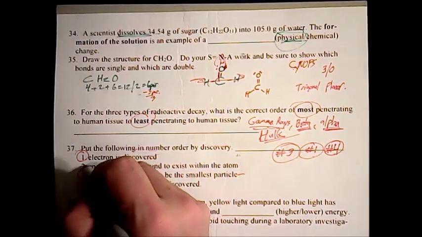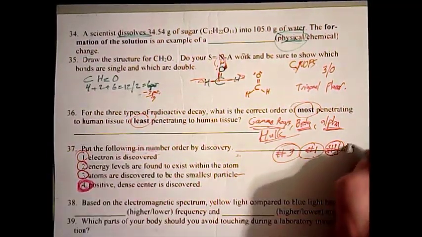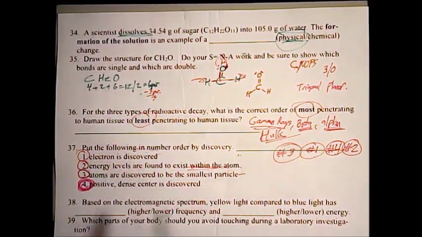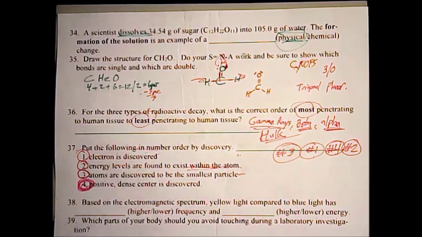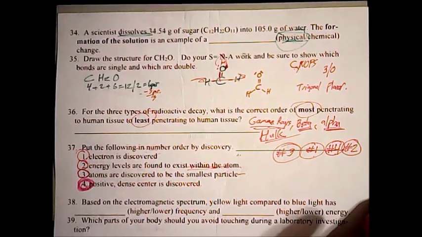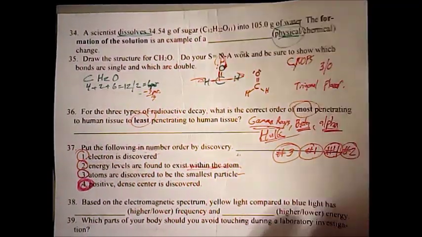And finally we had Niels Bohr, and he's listed here as number two. Niels Bohr discovered that electrons must exist within certain energy levels, and that those levels exist in all atoms, that they can't be anywhere in between.